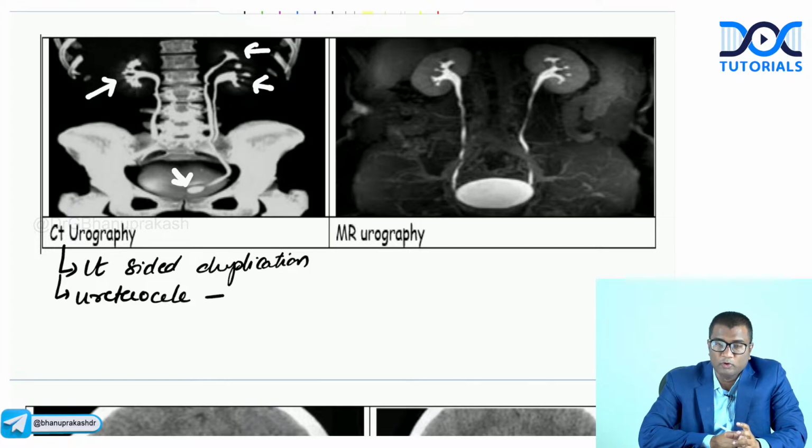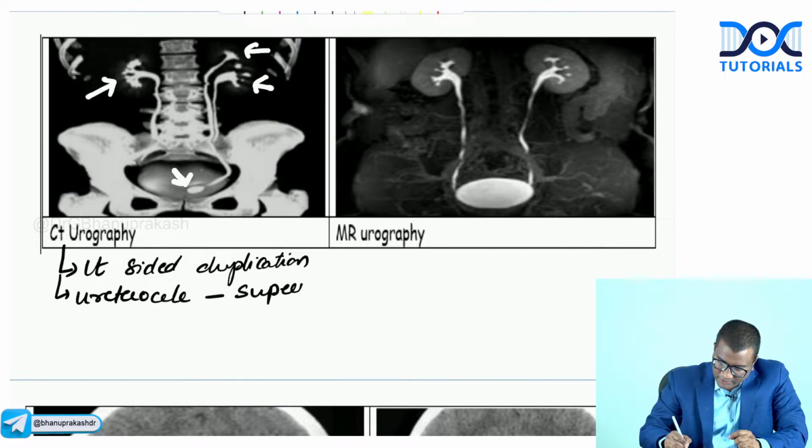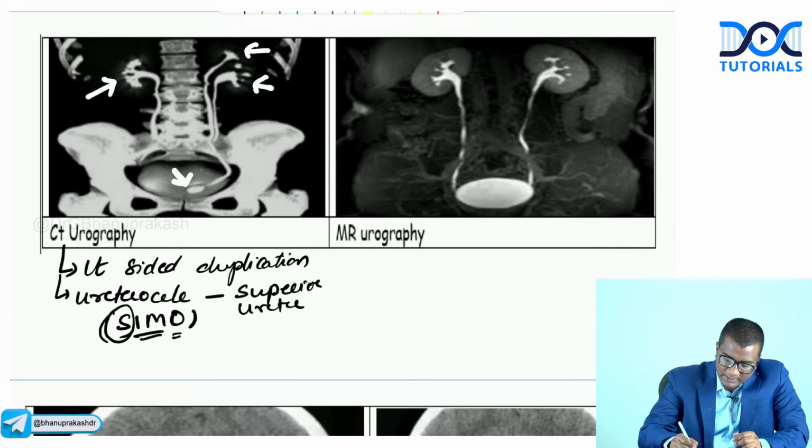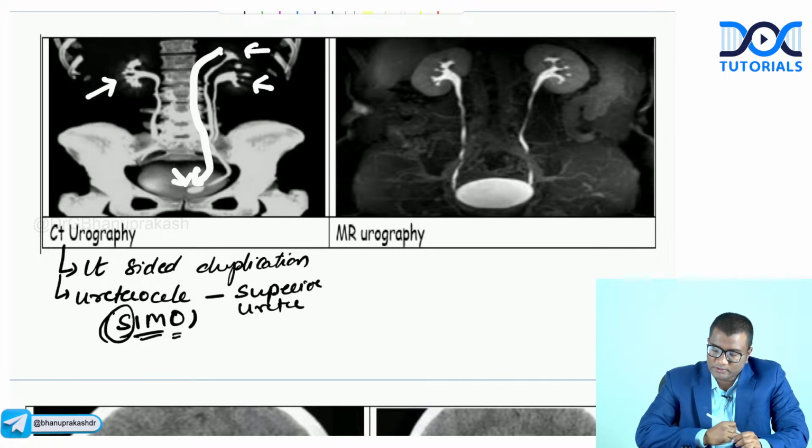We learned that rule, the Weigert-Meyer rule in duplication systems, right? So we learned it, right? So it is the superior ureter. Very good. The superior ureter will show you this. The superior ureter inserts inferomedially and is prone to obstruction in the form of ureterocele, right? So that is what we learned yesterday. If you trace it, it is the superior ureter that shows this.